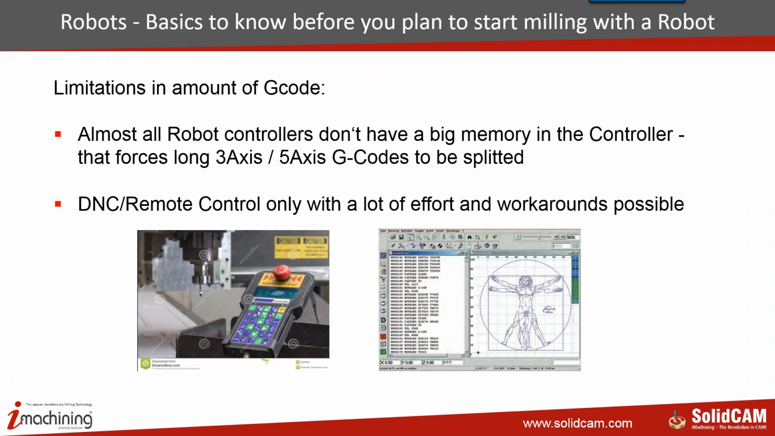Another limitation we should talk about is that almost all robot controllers don't have a big memory. So that forces us, if we have long 3-axis or 5-axis G-codes, to split them. There are options for DNC remote control, but it's only possible with a lot of effort and workarounds.